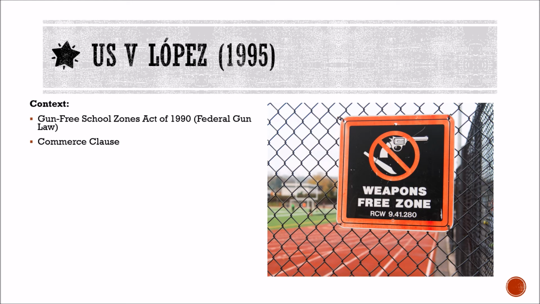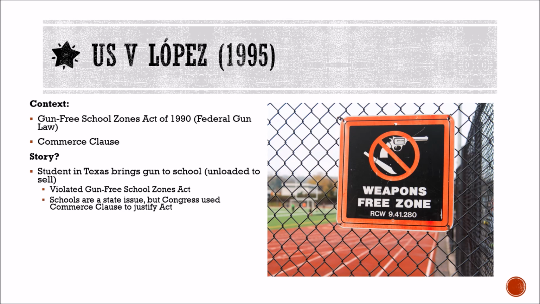Congress's argument pretty much said that guns in school lead to violence, and that violence leads to people from other states deciding not to travel there. I know, that sounds like a real long stretch, because with that logic, Congress can pretty much make anything fall under the Commerce Clause. But before we dive deep into that debate, let's talk about the story.